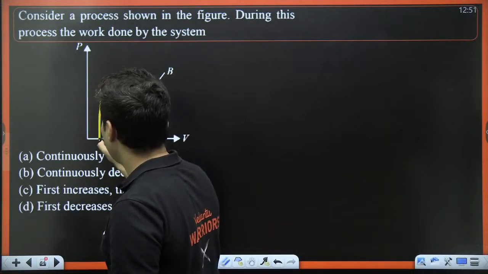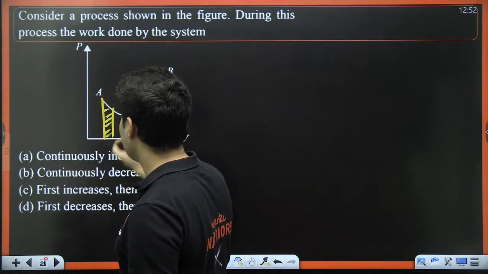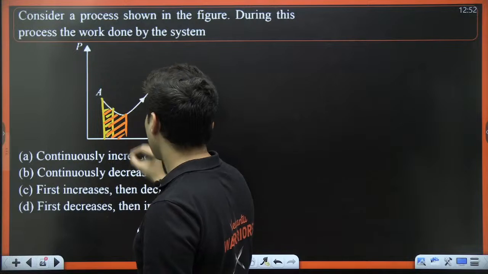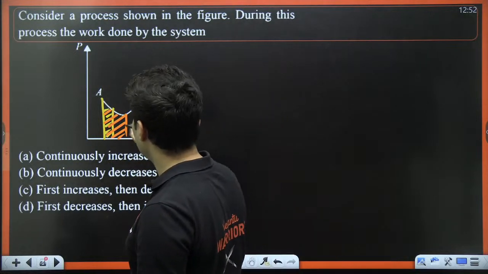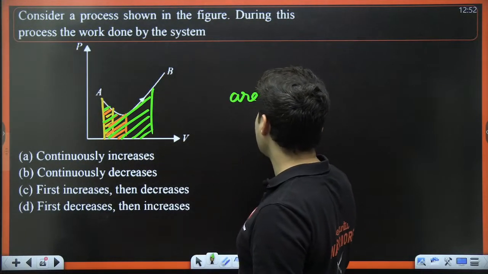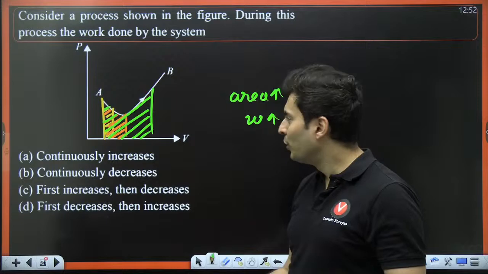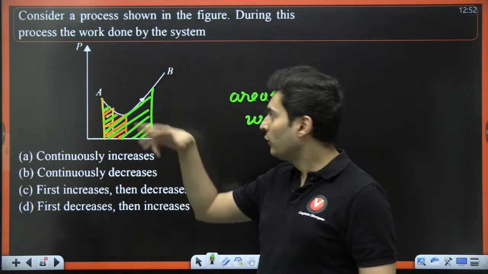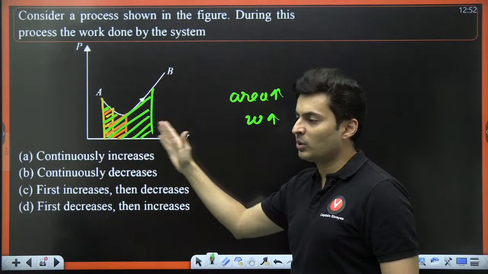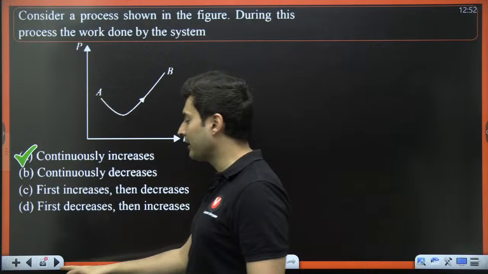Initially, by the way, work done is always the area under the graph. Earlier, only this much is the area. Then after some time, when you reach here, your area is this much. Then after some more time, when you reach here, then this much is your area. Your area is continuously increasing. So should the work. Why will it decrease and increase? No, it's just psychological. You feel that it is going down and going up. But if you see, area is continuously increasing only as you go from here to here to here. So the answer is continuously increases. It is not decrease, increase or increase, decrease.